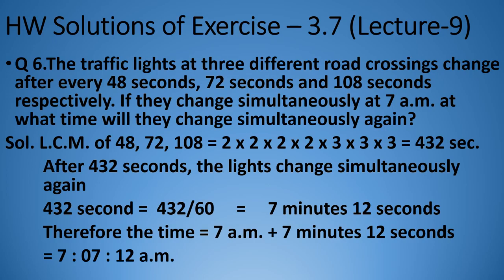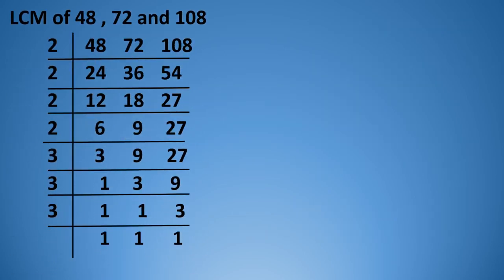So the next light will change simultaneously at 7 a.m. plus 7 minutes 12 seconds, which is equal to 7 hours 7 minutes and 12 seconds. Now see, this is the working of LCM. Okay, check your answer.